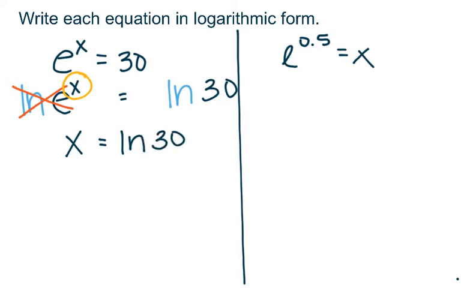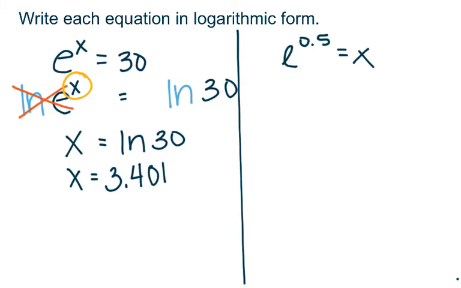Then all you have to do is type that in your calculator. Okay, and then we're going to round to 3 decimal places. So I'm going to call this 3.401. Same thing on the other side.